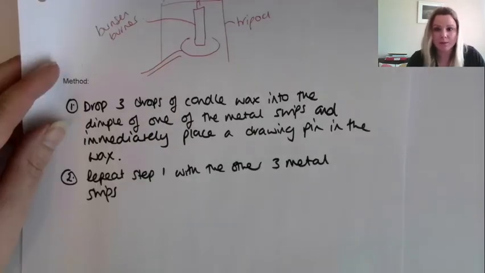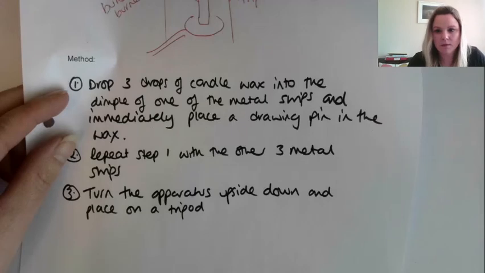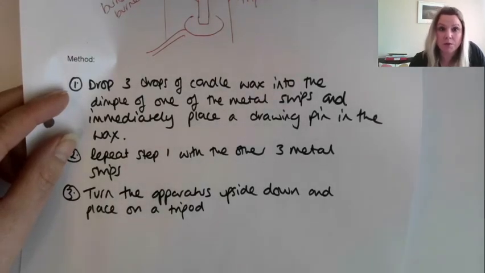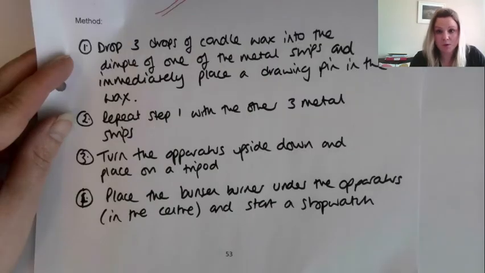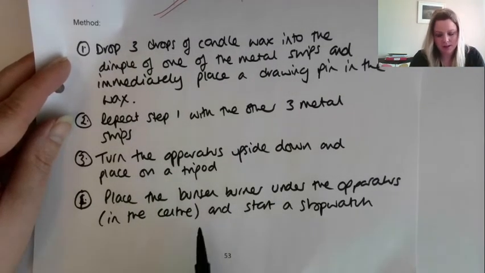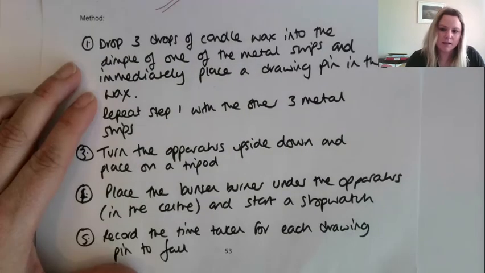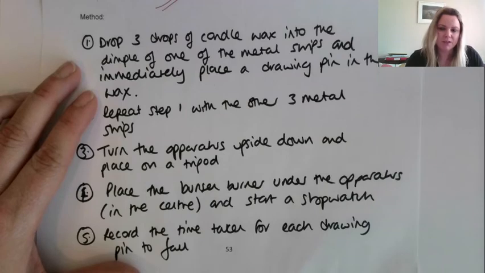Step 2, repeat step 1 with the other 3 metal strips. So now we're at the stage where we've got a drawing pin in each of the metal strips. Step 3, turn the apparatus upside down and place on a tripod. Step 4, place the Bunsen burner under the apparatus in the centre and start a stopwatch. Get it down. And then step 5, record the time taken for each drawing pin to fall.